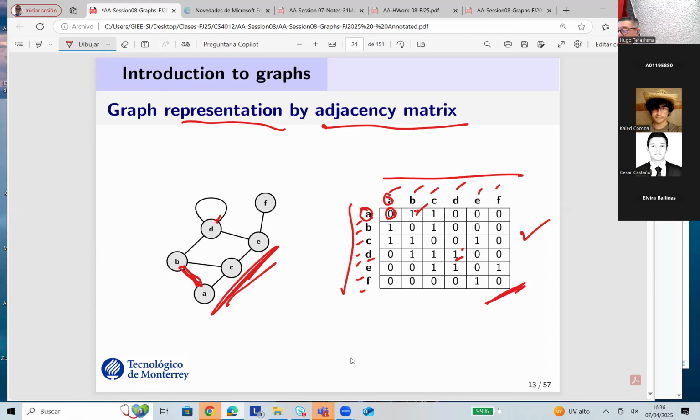Here, what is the advantage of representing a graph in a matrix like this? What do you see as an advantage for that representation?